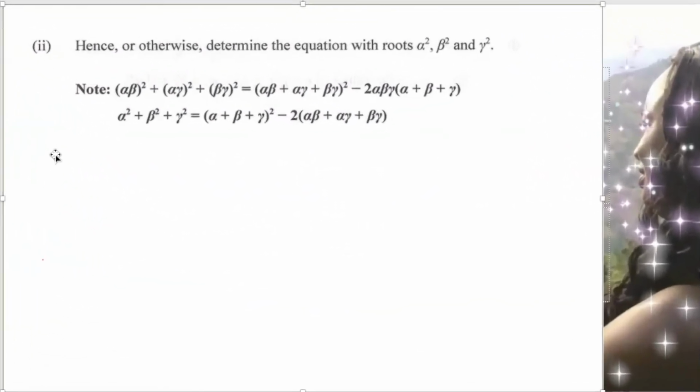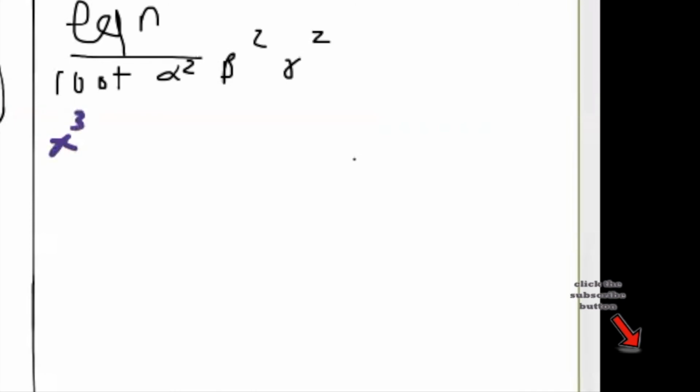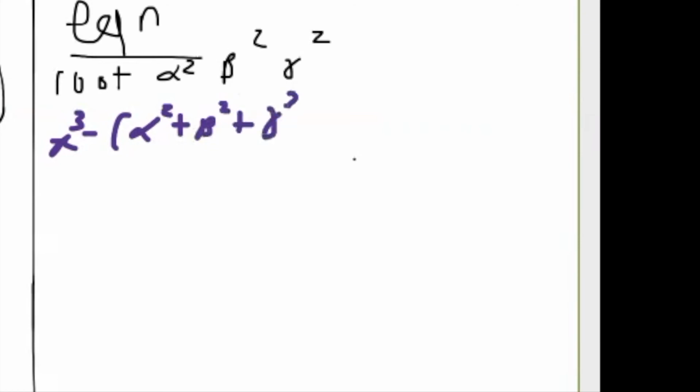The next question: hence or otherwise, determine the equation with the roots alpha squared, beta squared, and gamma squared. Now, roots alpha squared, beta squared, and gamma squared have the general form that I have here. So this is a general form for a cubic function that has roots alpha squared, beta squared, and gamma squared. So the coefficient of x squared is alpha squared plus beta squared plus gamma squared.